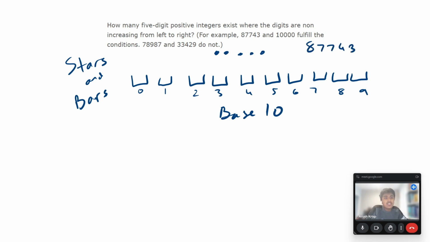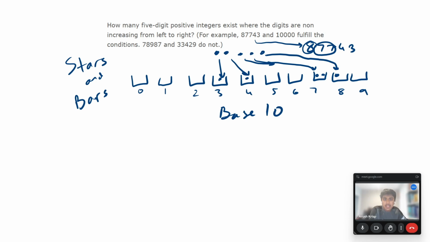So to understand how we really work with this system, let's take the number again, 87743. This means that one of the balls goes into the 8, right? And 2 of the balls go into the 7. One of the balls goes into the 4, and one of the balls goes into the 3. Oops. So this one goes to the 4, and this one goes to the 3.